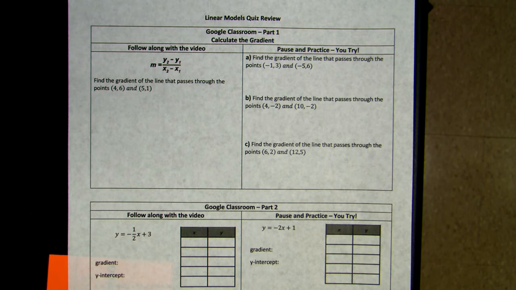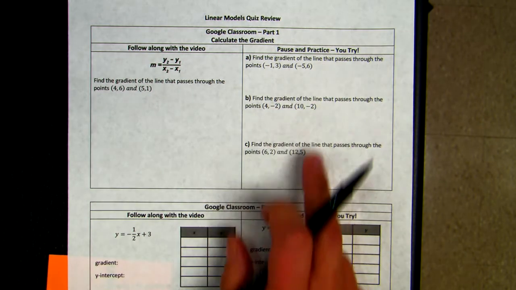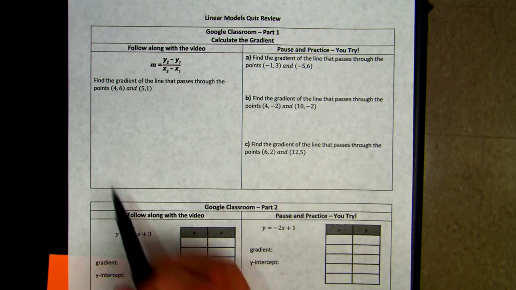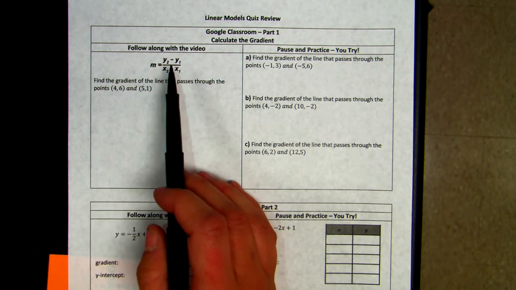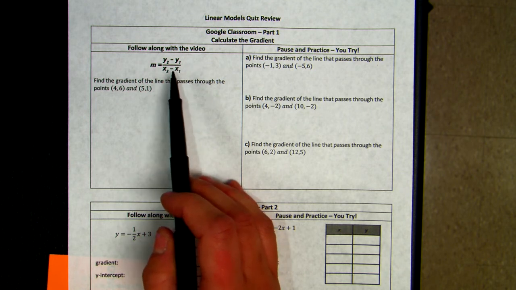We've got three main topics to go over today. So I'm going to do the practice problem on the left, and then you're going to do the problems on the right on your own when you see the pause and practice sign. So first one we're looking at is finding our gradient using our slope formula here, where we've got y2 minus y1 over x2 minus x1.